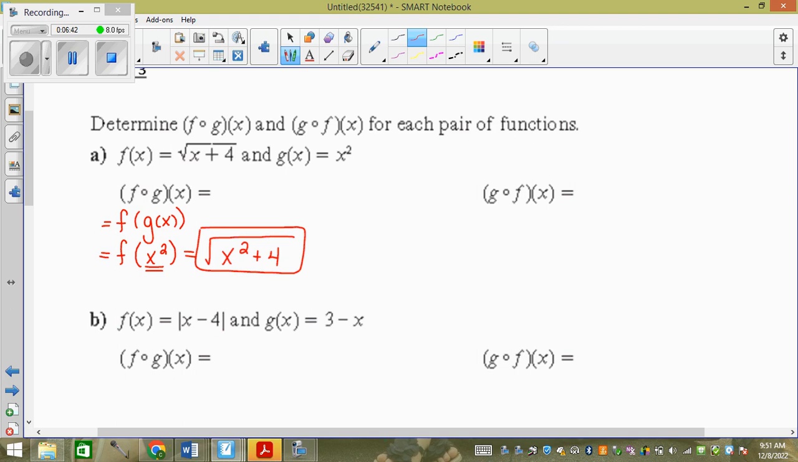x squared is addition of squares. Okay, what about this one? This is going to be my one I'm going to star. So this is going to be g of f of x. So we get g of what? What is f of x?